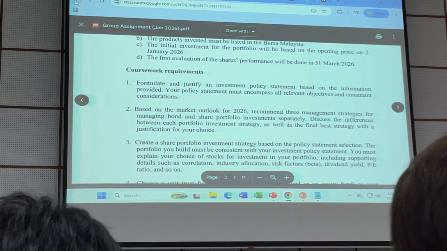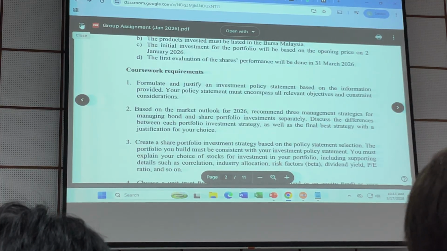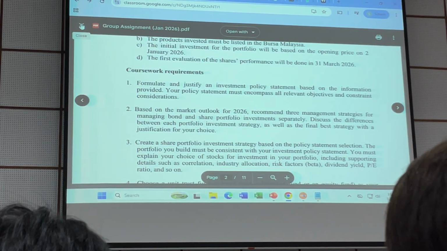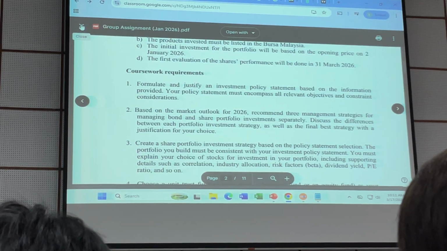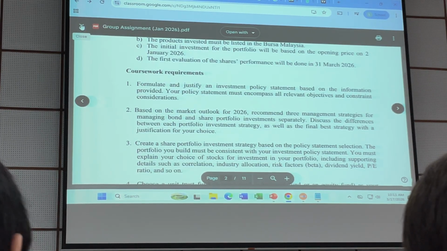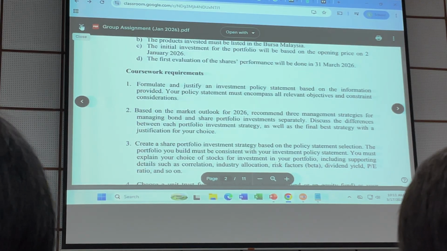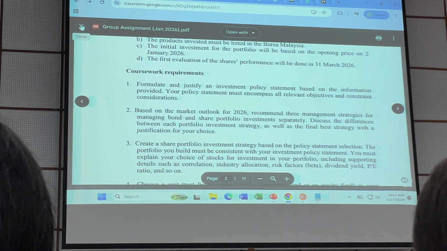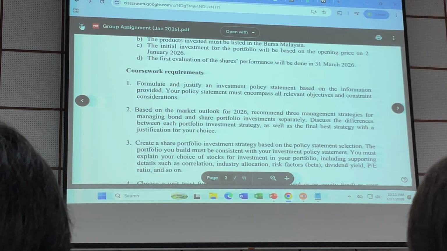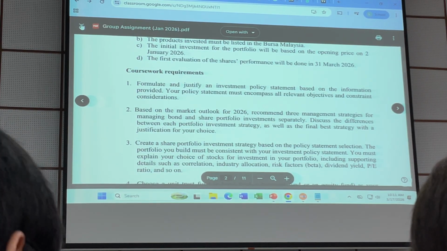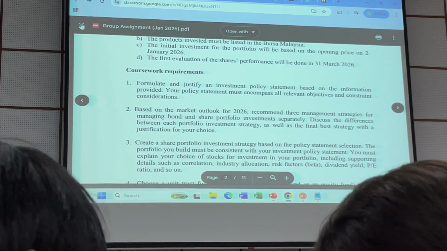I do give you the guideline. Okay, number 2 is look at the market outlook 2026 and recommend a strategy, 3 strategies for share and bond. You must mix with bond. Previously I had students who only gave me share investment. If I say give me share investment and you do not cover bond, well, marks will be deducted. Okay, clear? So let's say 60% share, 40% bond, or 70% share, 30% bond.